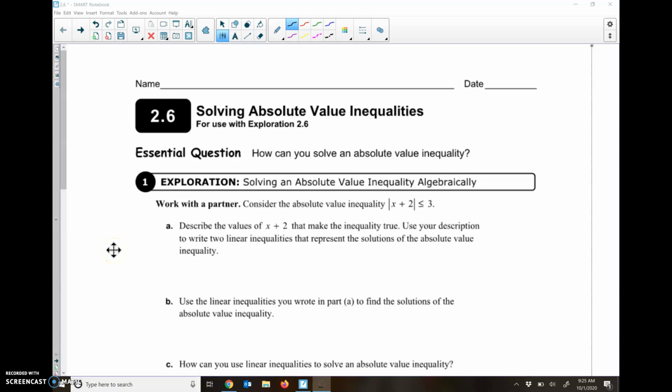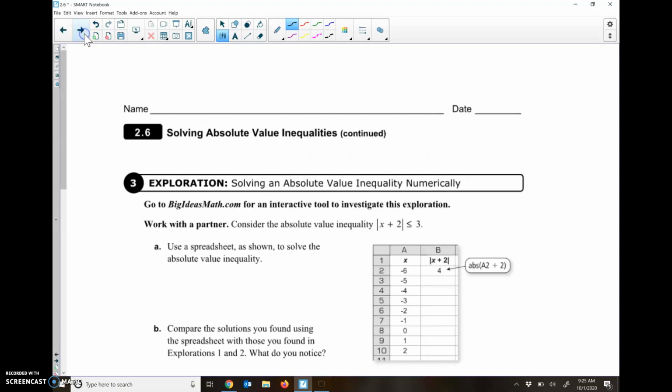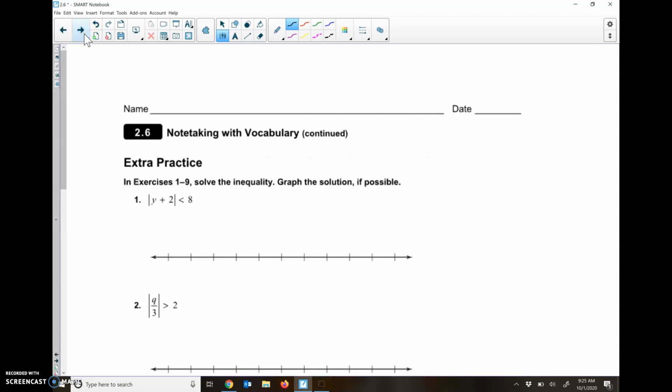Hey, this is Mr. Mola for lesson 2.6, Solving Absolute Value Inequalities. This is very similar to chapter 1 where we solved absolute value equations. Now it's just an inequality.